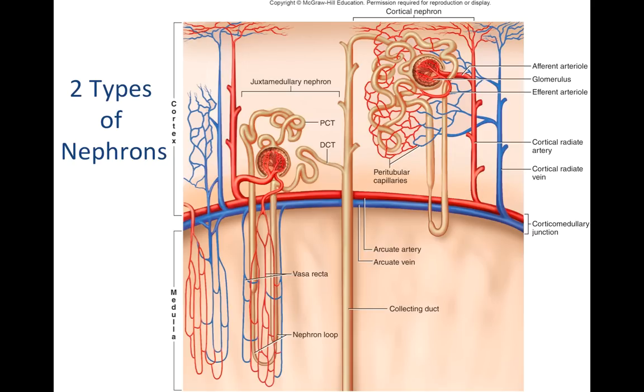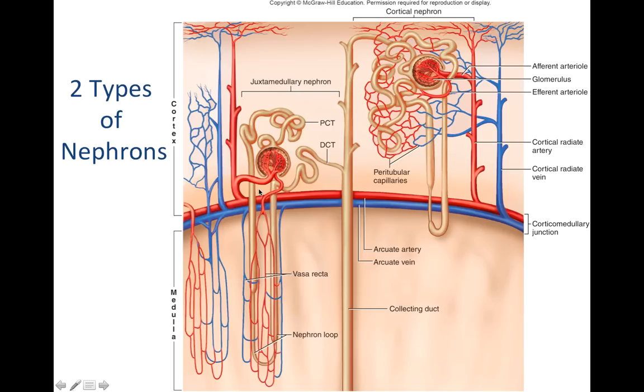So there are two main types of nephrons in the kidney. Most of them are these cortical nephrons, but I'm going to focus right now on juxtamedullary nephrons. The difference with these juxtamedullary nephrons is you have a very long nephron loop that extends deep into the medulla compared to this shorter one that you see with cortical nephrons.